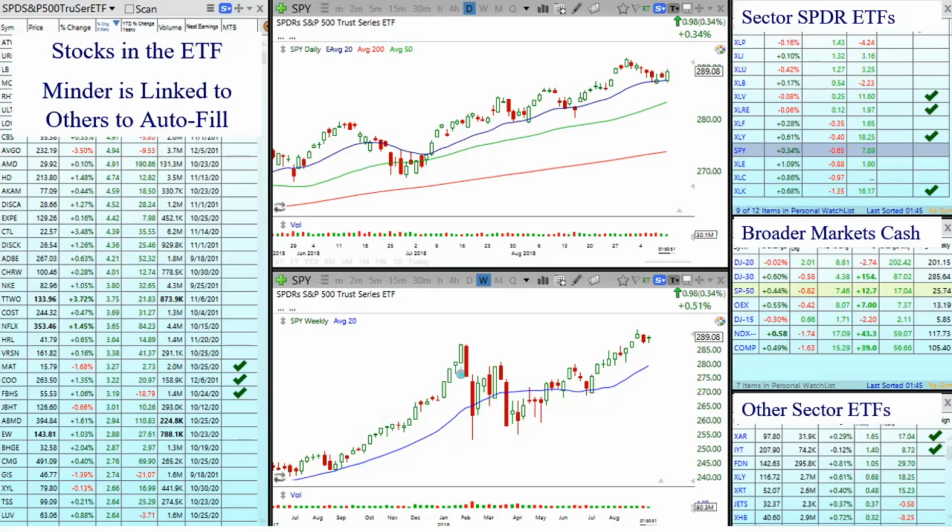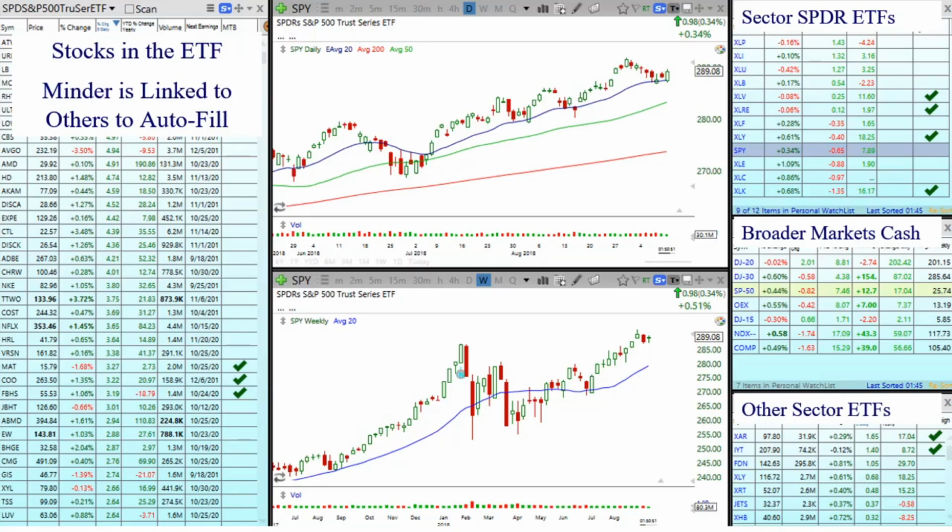I'm looking at my daily with my 20, 50, and 200. I've got my weekly on there, 20 MA, which I've already told you is what the 100 MA is. You don't have to put the 100 on your daily chart. And as I click on each one of those symbols in the stock minder, it's going to populate those two charts. And as I hit the down arrow button or the space bar on this platform, it's going to populate the next stock. And I'm just going to go through them.